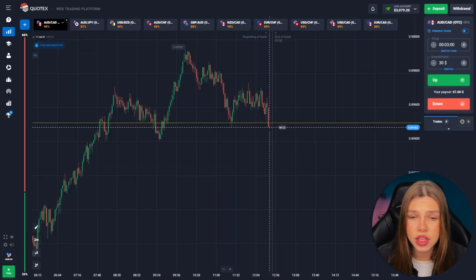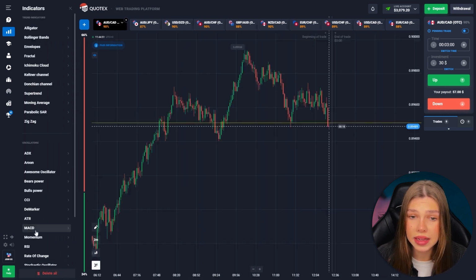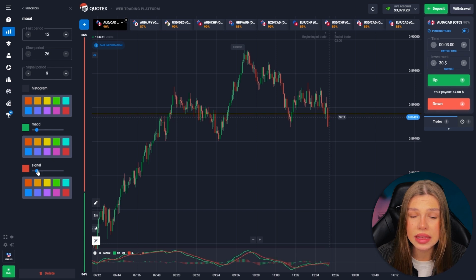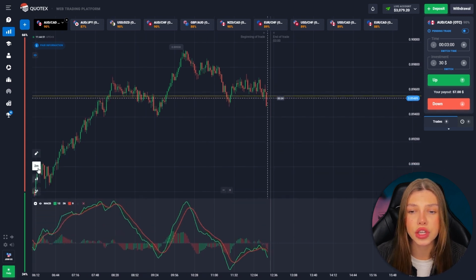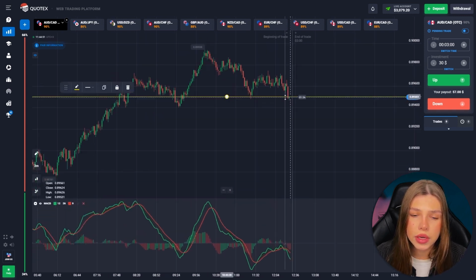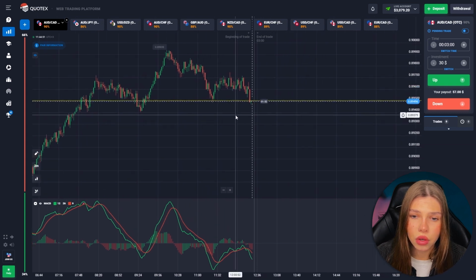For trading on this strategy, we need a time frame of 2 minutes and again the MACD indicator, and slightly increase the thickness of the line. For clarity of settings, we leave the standard, and here we close the window and slightly increase the chart time frame to 2 minutes. Now we need to draw support and resistance lines on each chart.